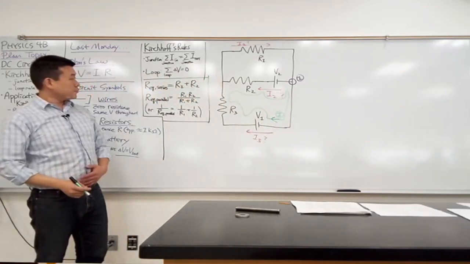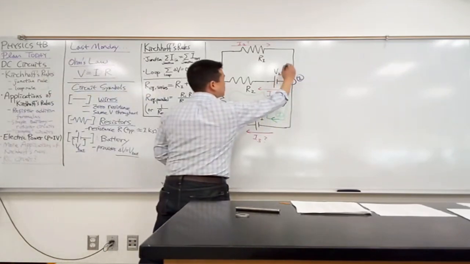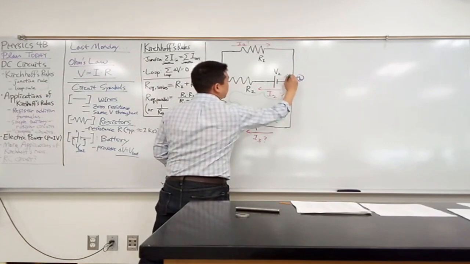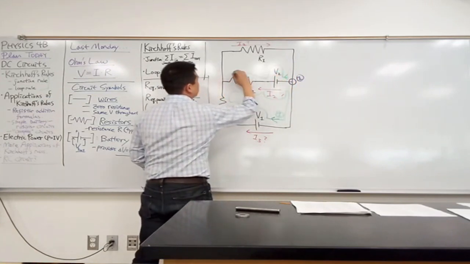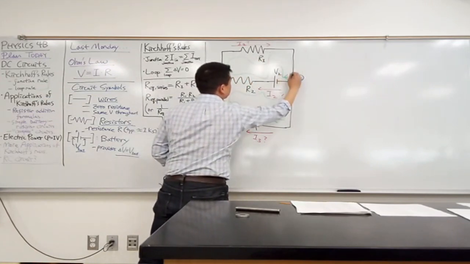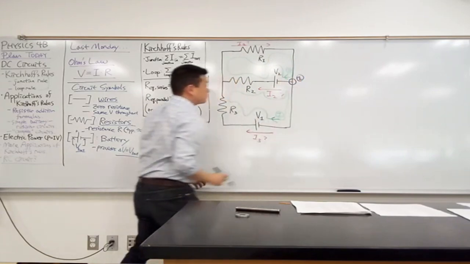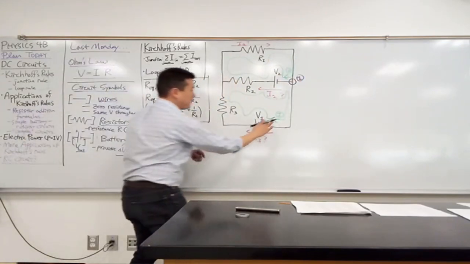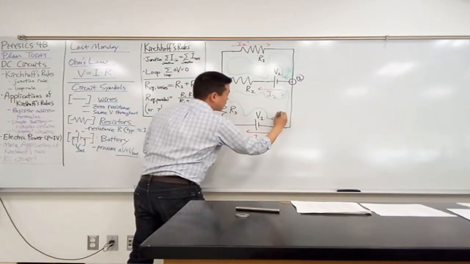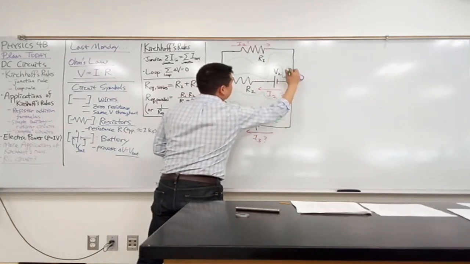And my loop number 2, let me start from this point to here, just behind the battery, and then go around and come back to this point. That's my loop number 2. Oh, sorry. Let me label them by the equation number that I'm going to be using, 2 and 3.